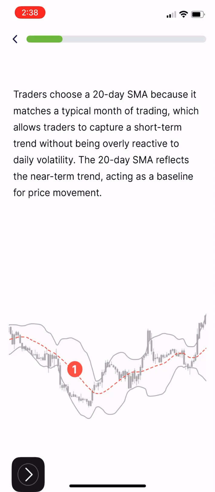Traders choose a 20-day SMA because it matches a typical month of trading, which allows traders to capture a short-term trend without being overly reactive to daily volatility. The 20-day SMA reflects the near-term trend, acting as a baseline for price movement.